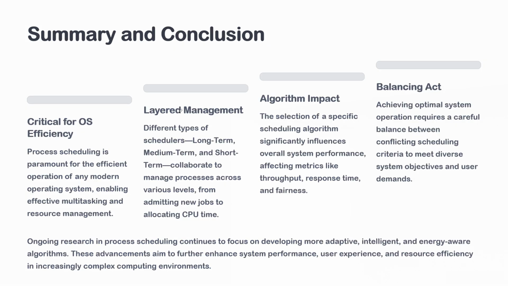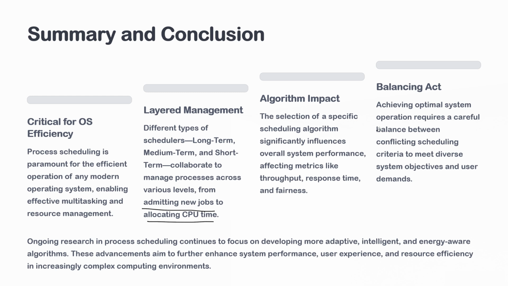Summary and conclusion. Critical for OS efficiency: process scheduling is paramount for the efficient operation of any modern operating system, enabling effective multitasking and resource management. Layered management: different types of schedulers, long-term, medium-term, and short-term, collaborate to manage processes across various levels, from admitting a new job to allocating CPU time.